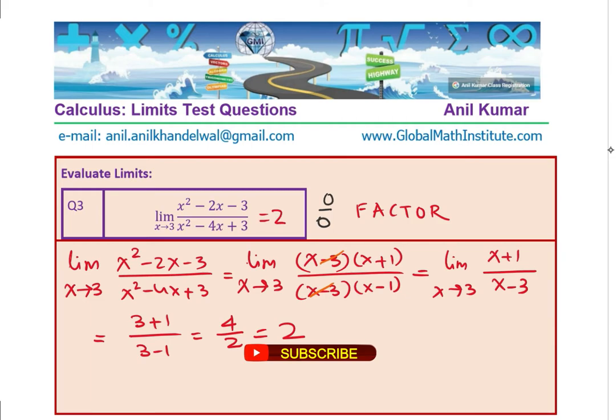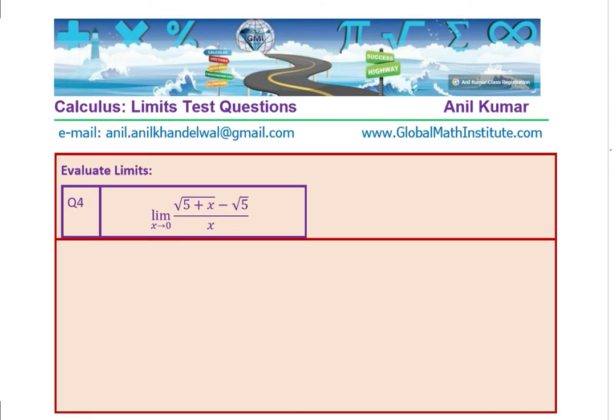Perfect. So do you see? When we get 0 over 0, it clearly indicates a common factor, and the common factor relates to the limit approaching value, which is 3 in this case. And therefore, as you can see, the factor which cancels is x minus 3. Make sense? Perfect? Great. So, let's go to the next one.